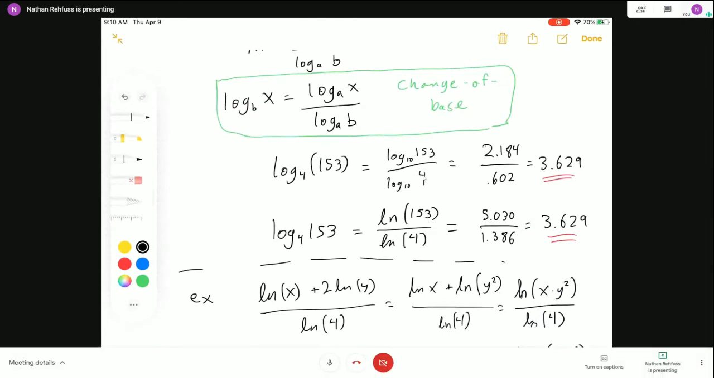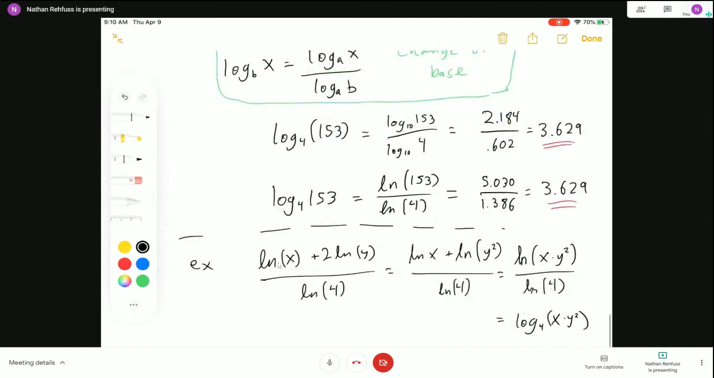It doesn't matter what the original base was. We get the same answer either way. So if every other step of this problem had been in terms of log base 6 instead of natural log, the final answer would still be log base 4 of xy squared. So like I said, this is a strange one, but it works.